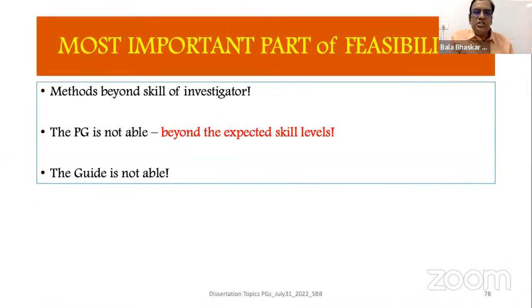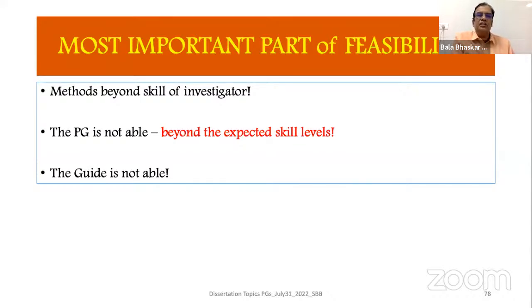But of course, the most important part of feasibility is the skill of the investigator. So postgraduate, you are given some topic to the postgraduate. And the postgraduate almost everywhere has got certain limitation because they have just completed MBBS, they have joined the course of MD anesthesiology, and they are within the first 6 months of exposure to anesthesia. So whatever the topic is chosen, that should be commensurate with the skill of the postgraduate.